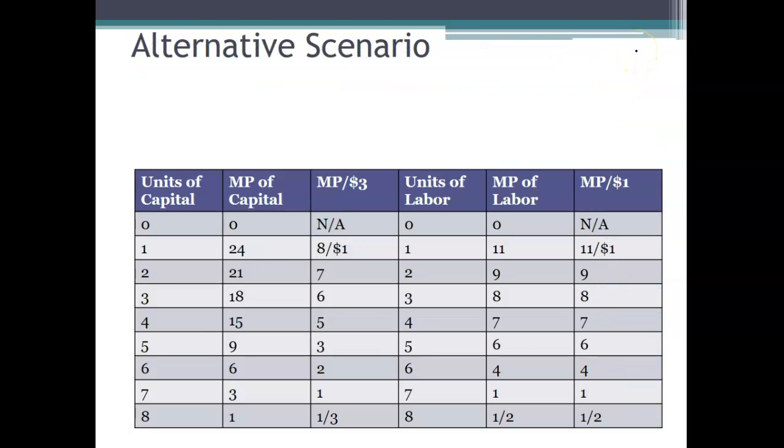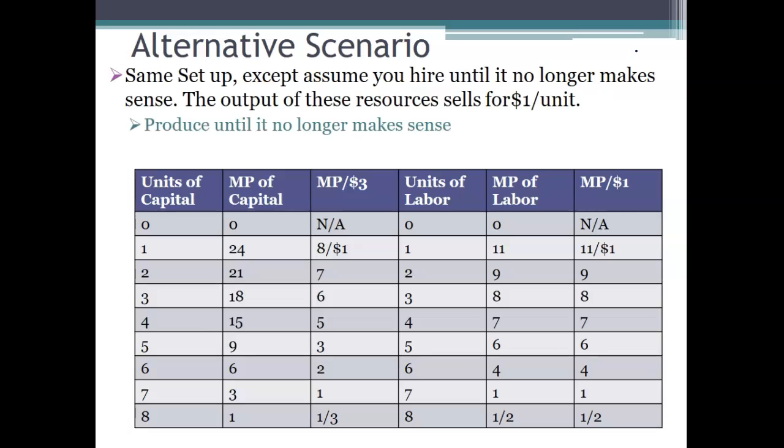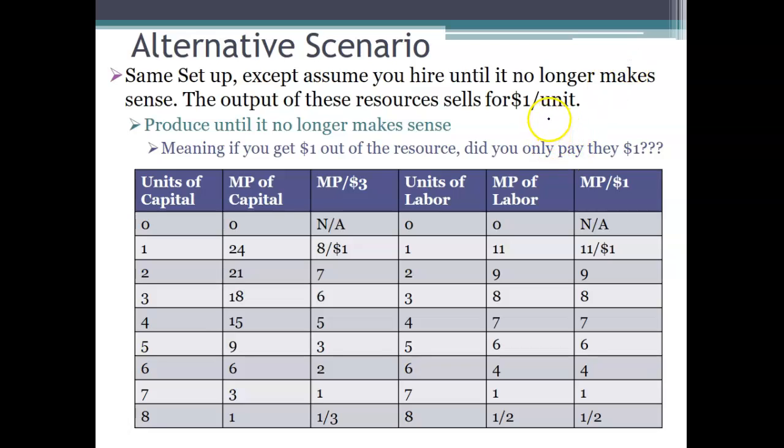Slight alternative, same setup, but now we're going to hire until it no longer makes sense. What you're going to do is set marginal revenue product equal to marginal resource cost. Let's see. I am going to figure out how much it costs if I paid these guys $1.